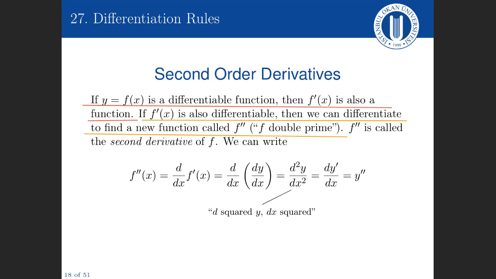f double prime is called the second derivative of f, and we can write it like this. We can write f double prime x. This is the same as the derivative of f prime, or the derivative of the derivative of y, or d squared y dx squared, or dy prime dx, or y double prime.